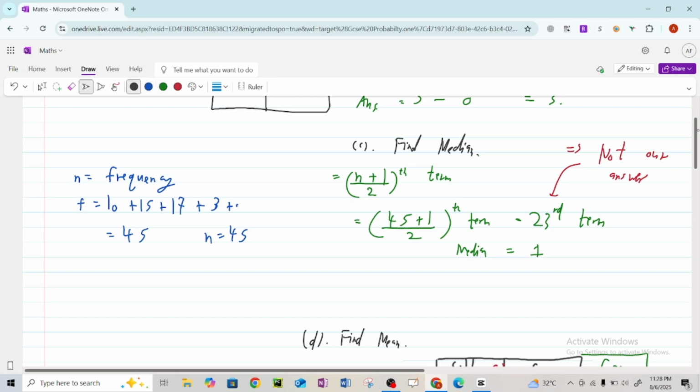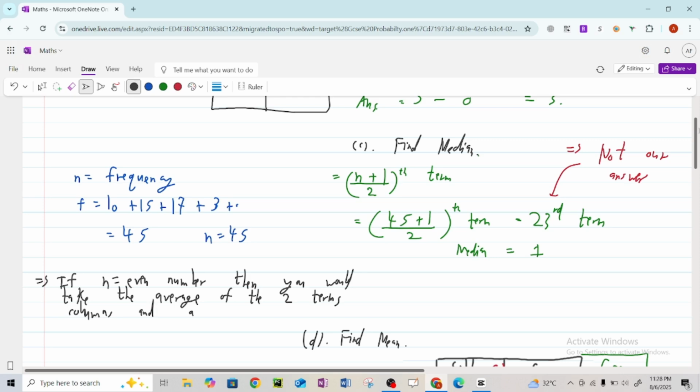If n is equal to an even number, then you would take the average of the 2 term columns, and not add them, and that will be your answer. Or just let's leave it like that.